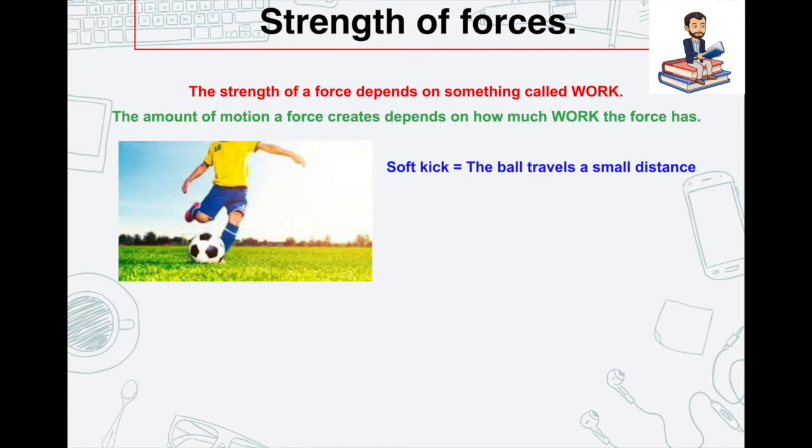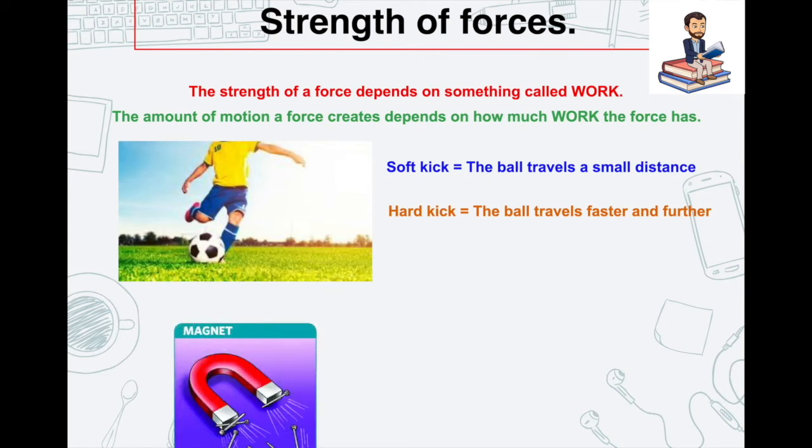Well, it travels a very small distance, doesn't it? Yeah. So if we just tap the ball with our foot, it's not going to go very far and not very fast either, is it? However, if we give it a good hard kick, like a penalty kick, the ball is going to travel faster and a lot further. And that is exactly what we're talking about. So when you kick the ball very softly, you're not putting much work into kicking the ball. So your foot as a force is not really giving much of a force, is it? Yeah, it's just going to travel a small distance. But the harder you kick it, the further it's going to travel.